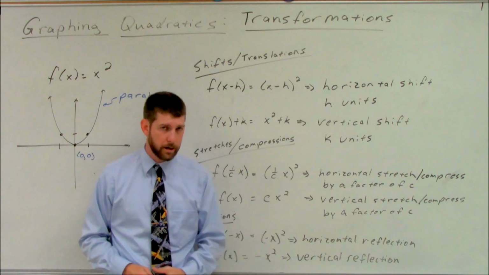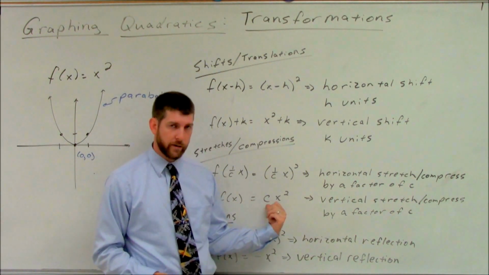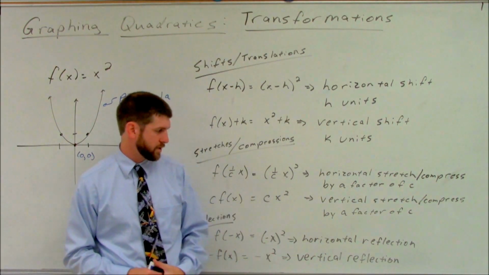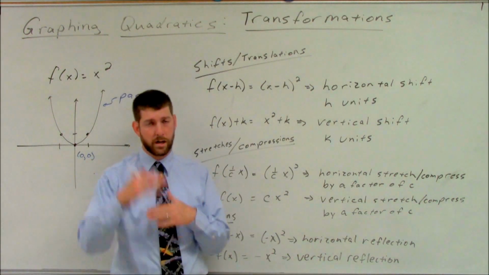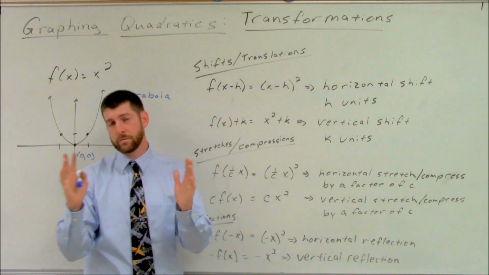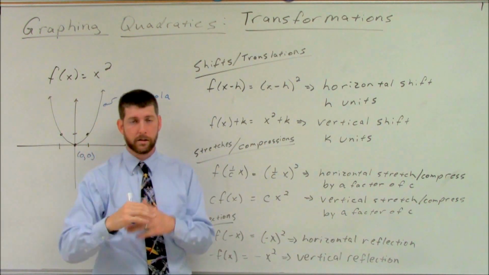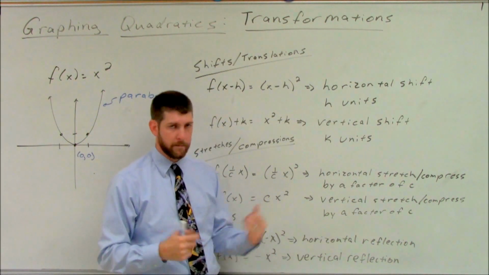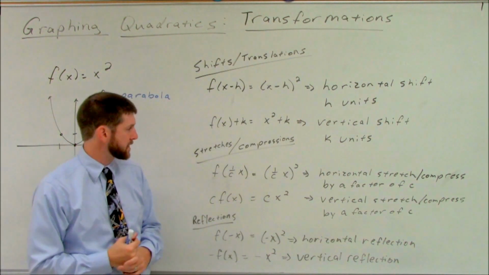And the y's, we just take them as they are. If I've got a number on the outside of the x squared, then we know that that's a vertical stretch by a factor of c. So if I want to make something twice as tall, I just multiply it by 2. Something half as tall, okay, so we're going to compress it by a half, then we just multiply it by a half. So the y's, we get to take them as they are.